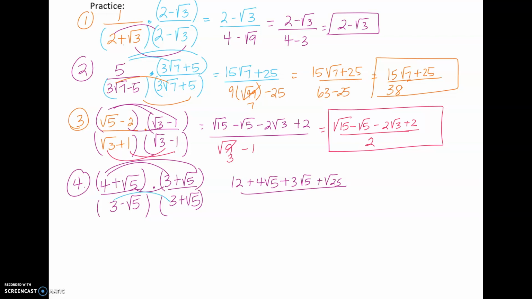On the bottom, it's a difference of squares. 3 times 3 is 9. Negative square root of 5 times positive square root of 5 is negative square root of 25. On the top, it looks like I have some like terms right here in the middle, and I also can make the square root of 25 5. So 12 plus 5 is 17, and then 4 square root of 5 plus 3 square root of 5 is 7 square root of 5. All over the square root of 25 is 5, all over 4. Okay.